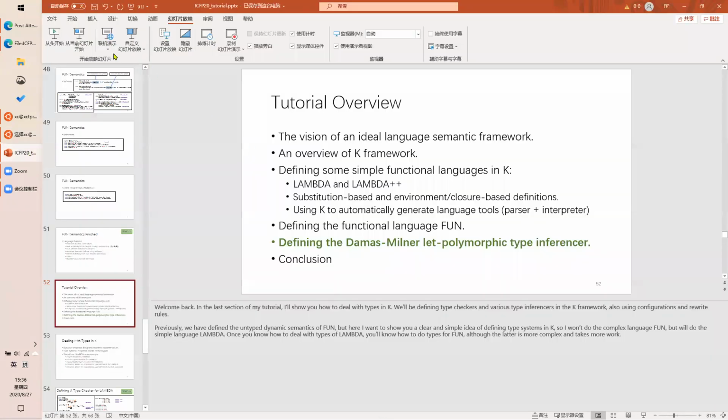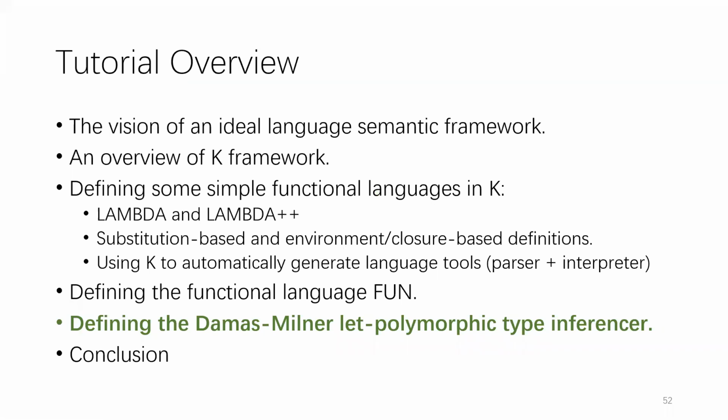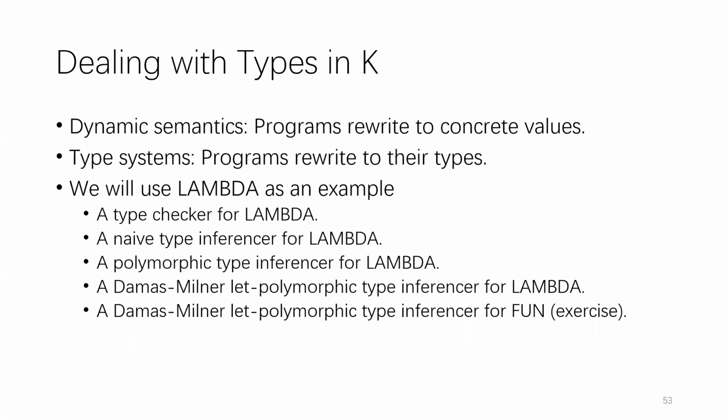All right, so let's get back to the tutorial overview, and we'll get to the last part of our talk, which is to define type systems. What we just saw is that the semantics of fun is untyped, but we can define type systems as well. But just to keep things simple, I will just show you how to define types of Lambda, and the basic principles can be applied to fun, and we'll put it at the end of the talk. So, defining type systems in K.